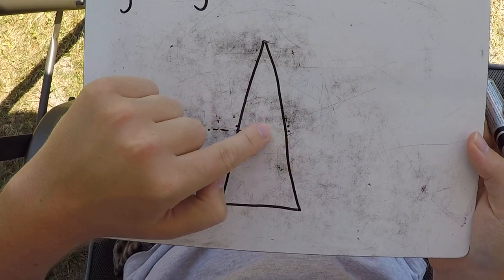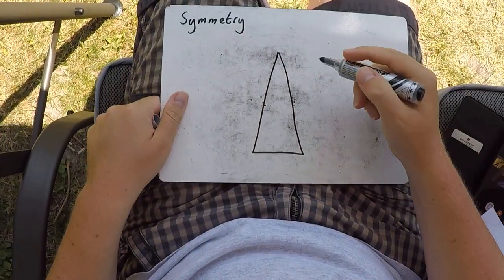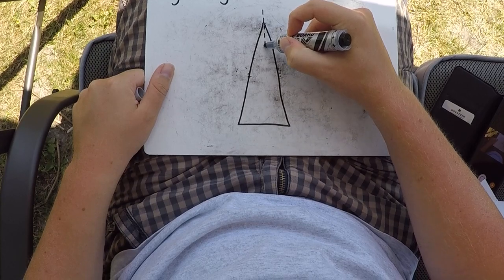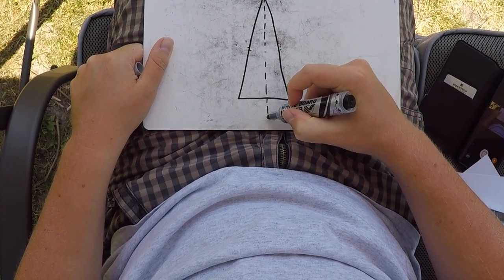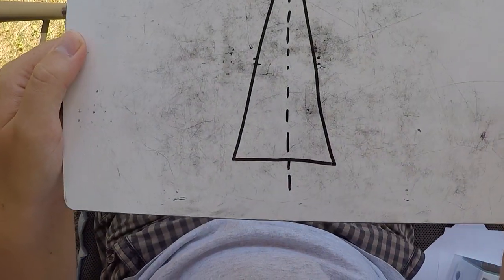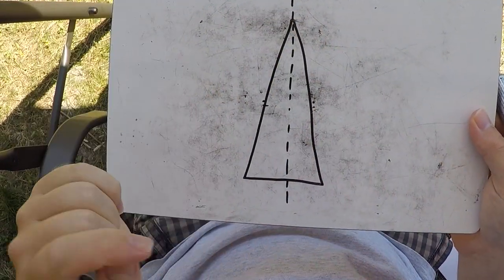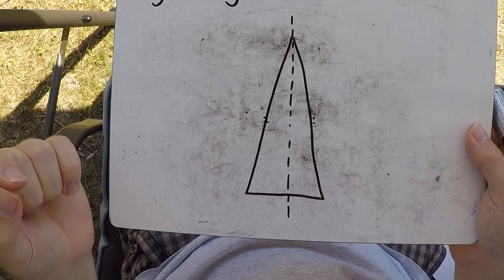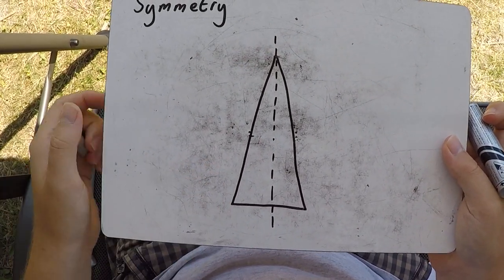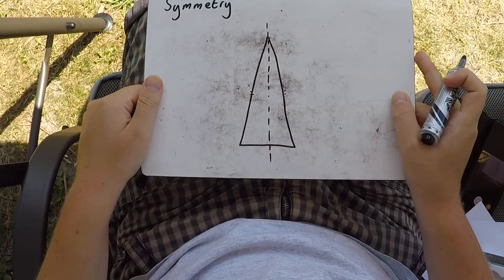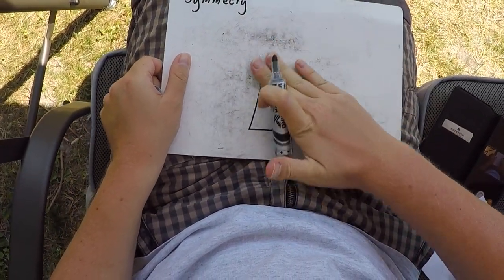However, if I were to draw my mirror line down the middle, okay, when I fold this over, both sides are going to lay on top of each other equally, so it's got one line of symmetry, because that mirror line's there.